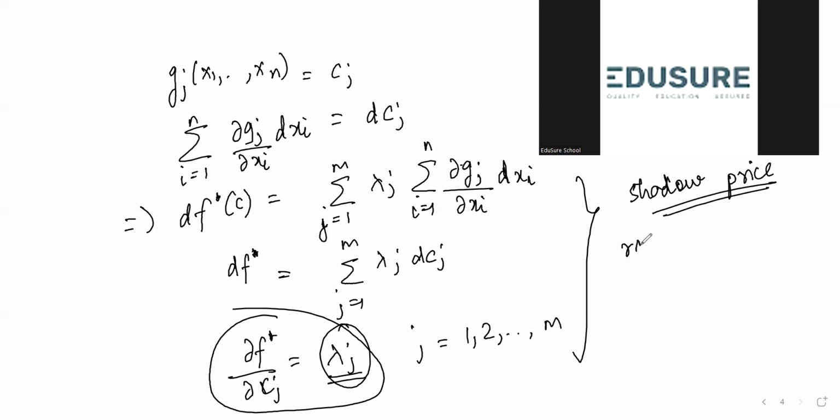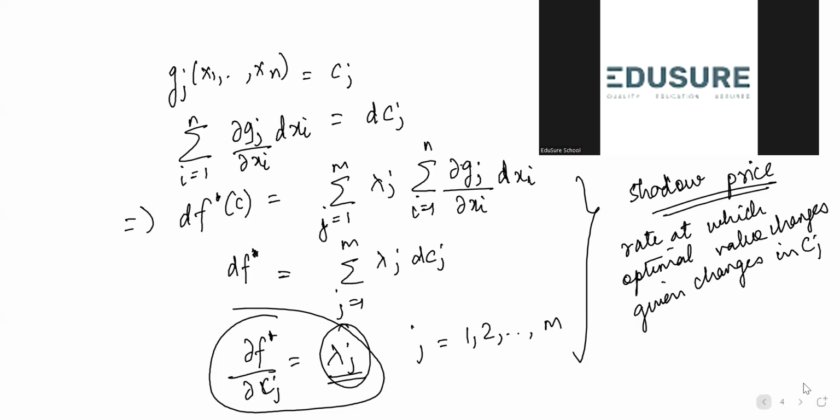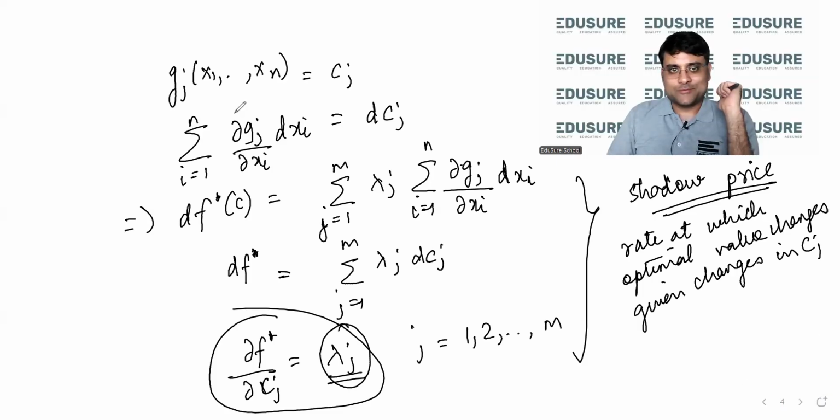The rate at which the optimal value changes given changes in the constraint. So that is the economic interpretation of this lambda. Now let's go forward into the envelope theorem and results from there.